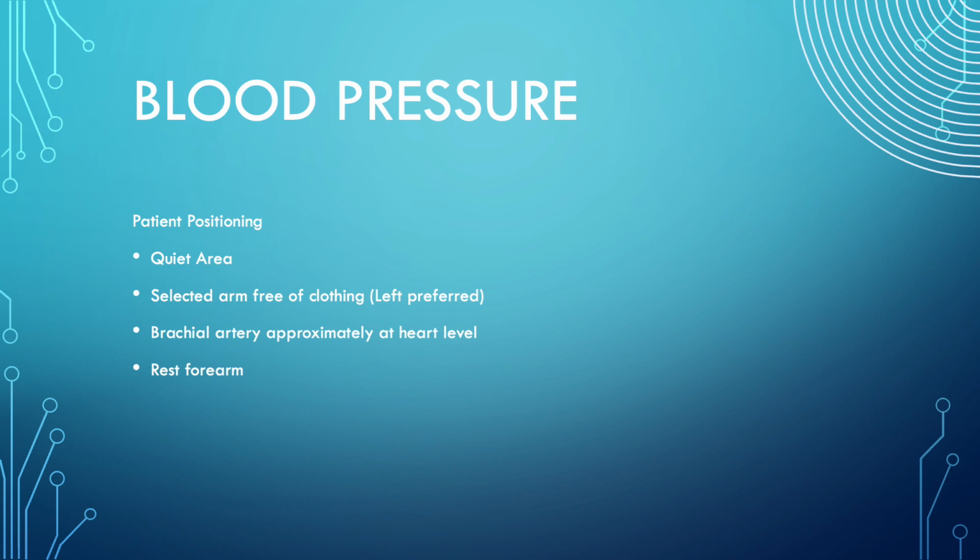We want the brachial artery to be at approximately heart level. So we don't want their arm hanging super down by their side. And then we want to rest their forearm on something. That could be your other arm or a table or a desk or something like that.